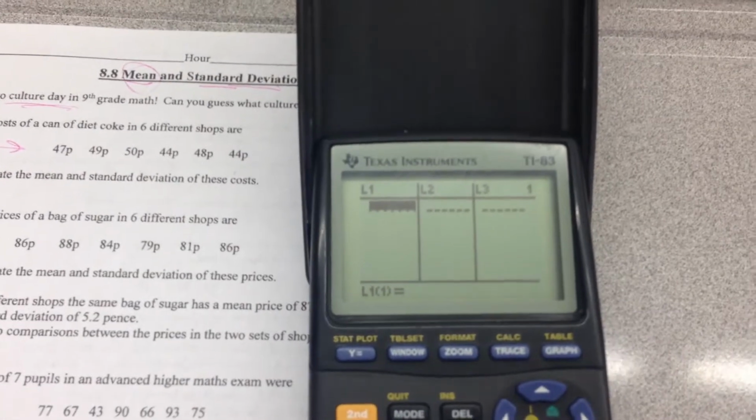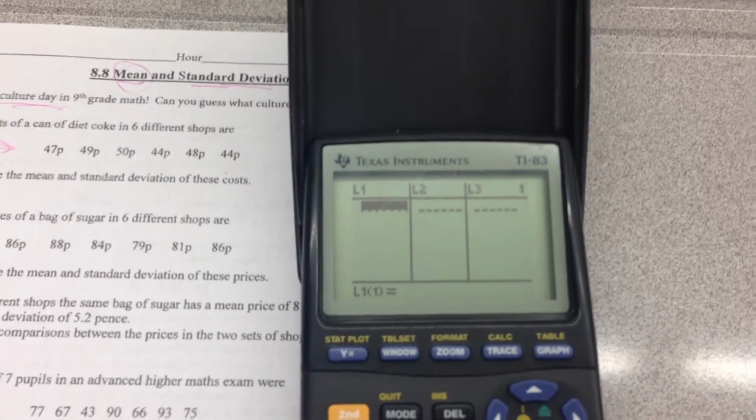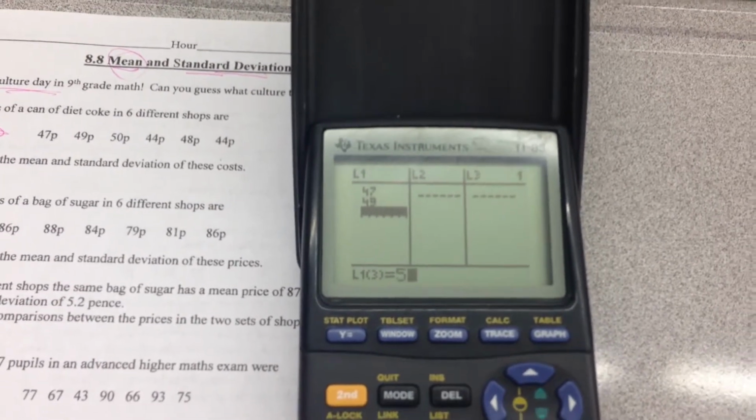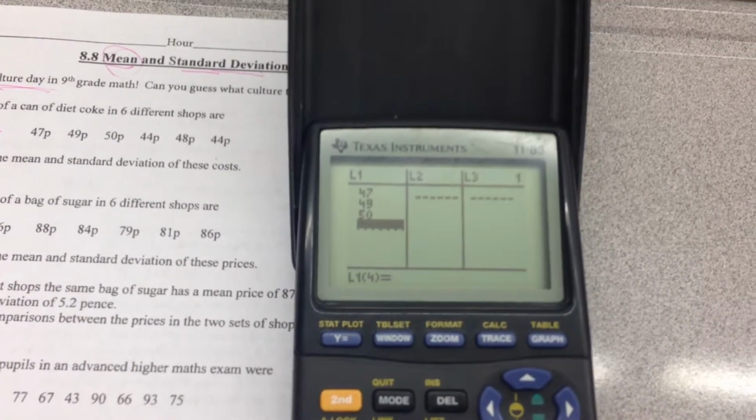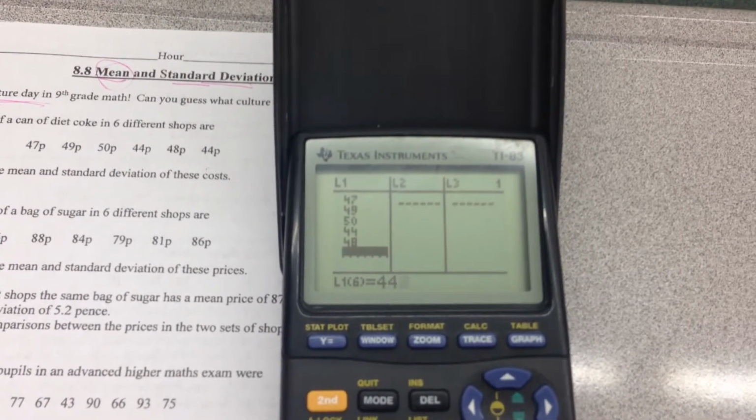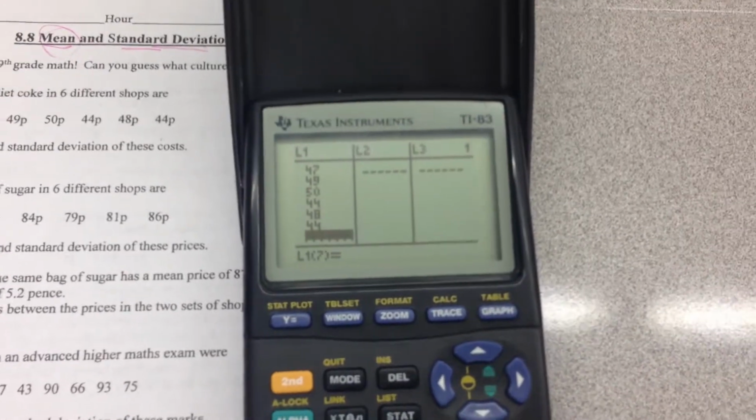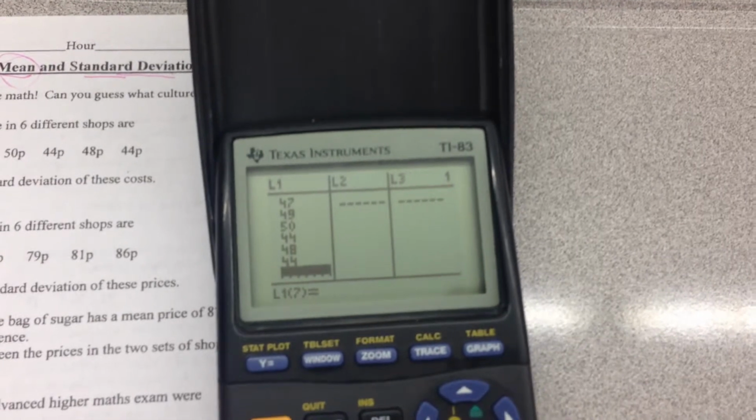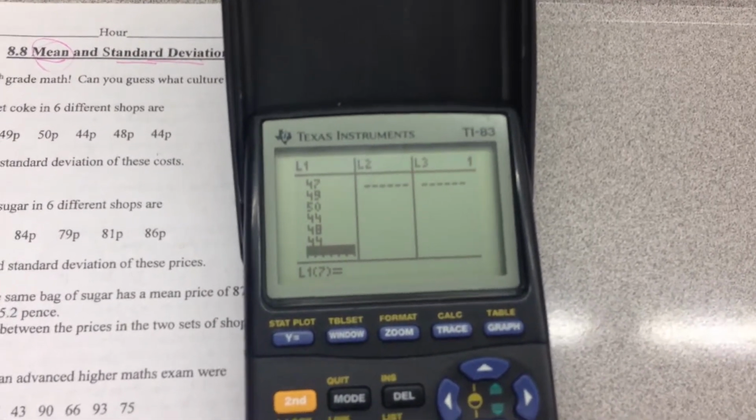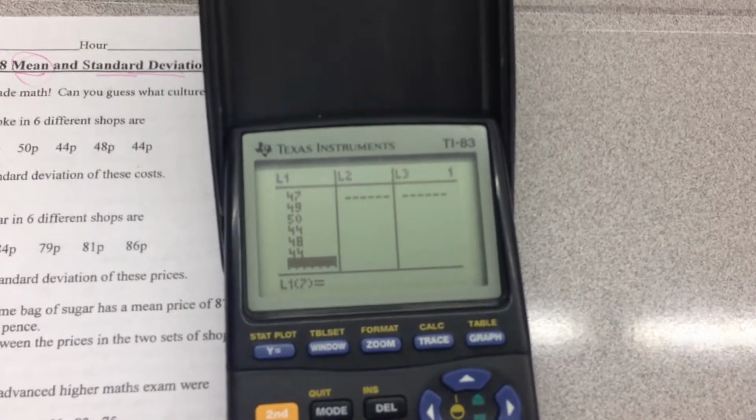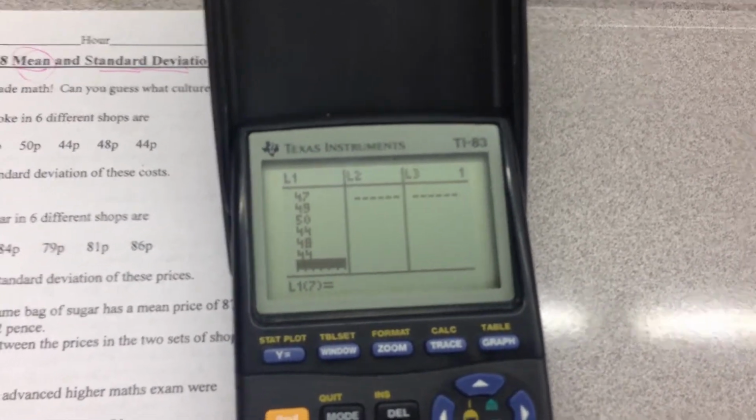We don't need to enter the p's, that just means pence. We're going to type in 47, 49, 50, pushing enter between all of these numbers, 44, 48, and 44 again. These are the different costs of soda depending on which shop you go to. We're going to figure out what the normal cost is according to these 6 shops, and how far away we can get from that price and still be a reasonable normal price. Now we've got the data.